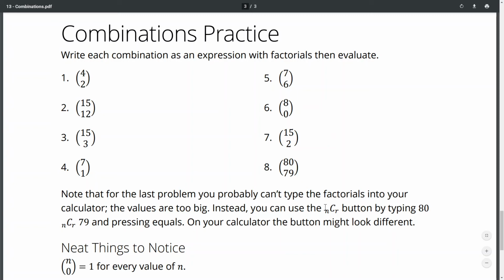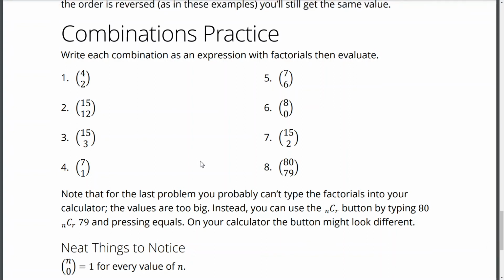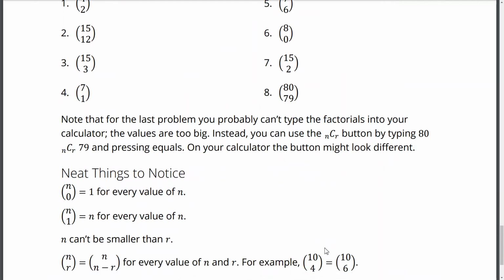But instead you can use that nCr button and type that in. Usually type 80, then nCr, then 79. That's the sequence. In fact, I would recommend trying all of these with factorial buttons just to test it out and understand how it works, and then also evaluate them just using your combinations button, that nCr button. Now, pause the video right now and do that. Once you're finished, then I want to notice some cool things about the factorials, or sorry, the combinations, and you'll be able to look back at some of these questions to test it out and see those connections.